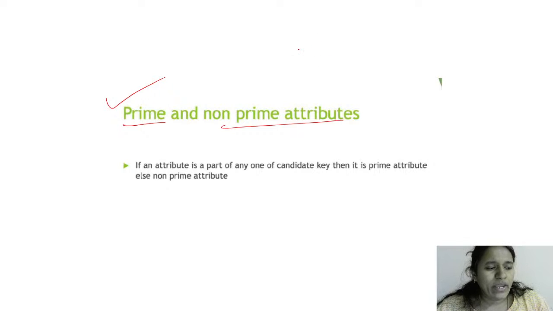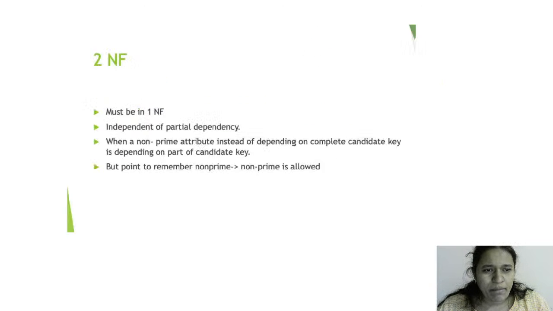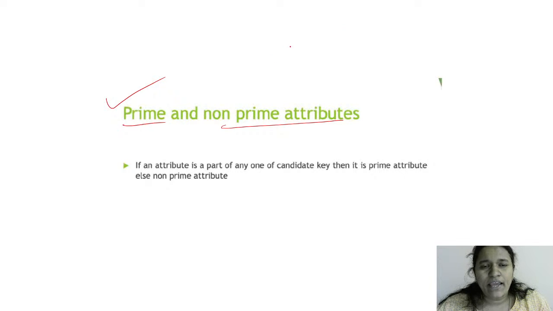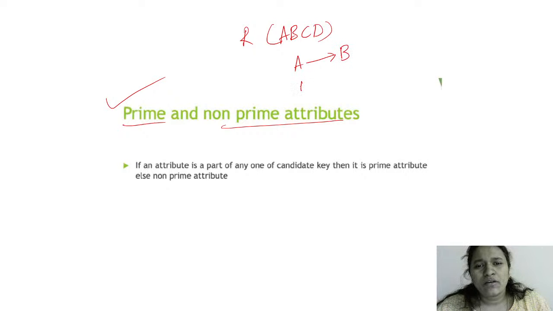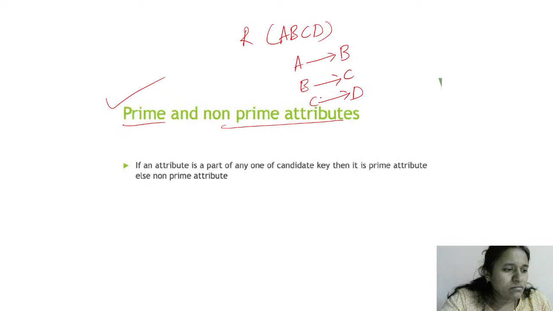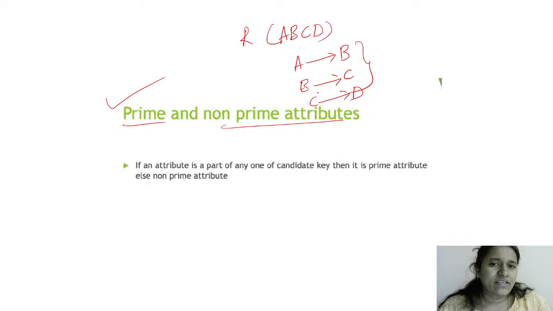Okay, now what are prime and non-prime attributes? We will see what is a prime and non-prime attribute. I will explain with one example. Suppose A, B, C, D is a relation. A to B, B to C, and C to D are the functional dependencies given in the relation.